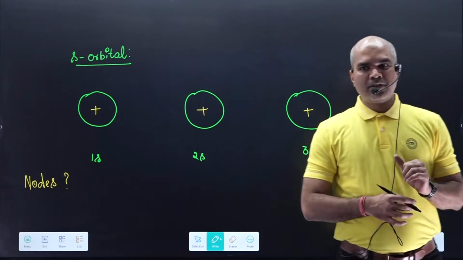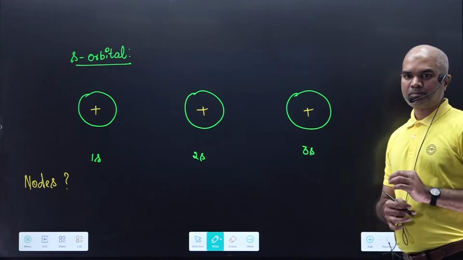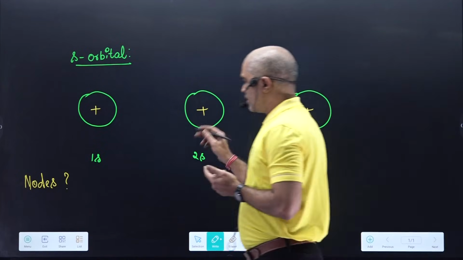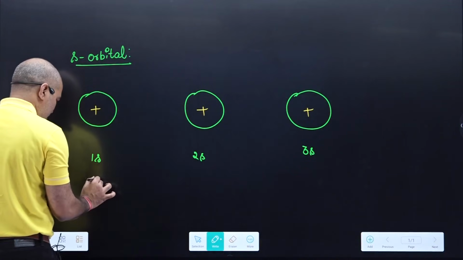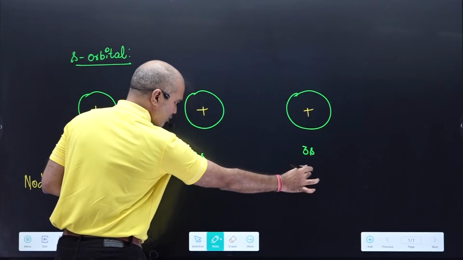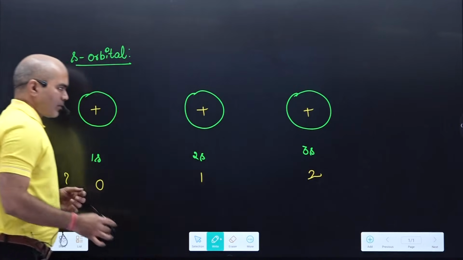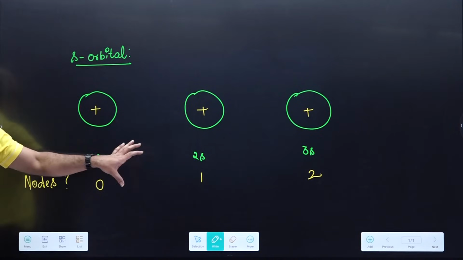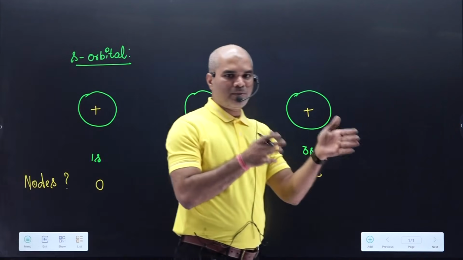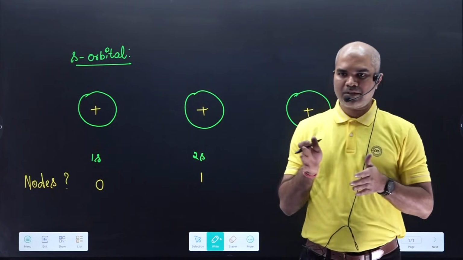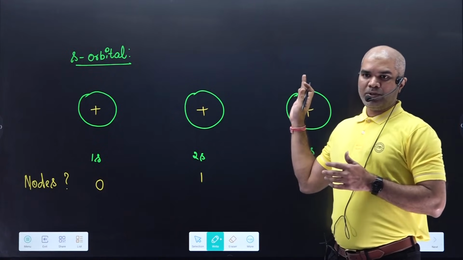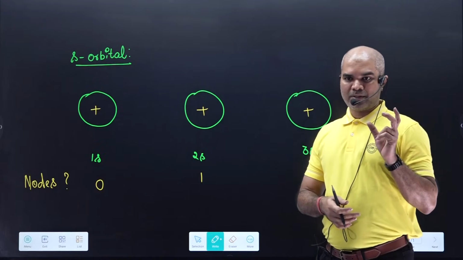But the answer that you have given is not correct. For 1s, 2s, 3s, the number of nodes are 0, for this 1, and for this 2. So previously you said all 0, but now some of you are saying 0, 1, 2. The number of nodes are increasing. So where is the node increasing? Then you should know what the types of nodes are.